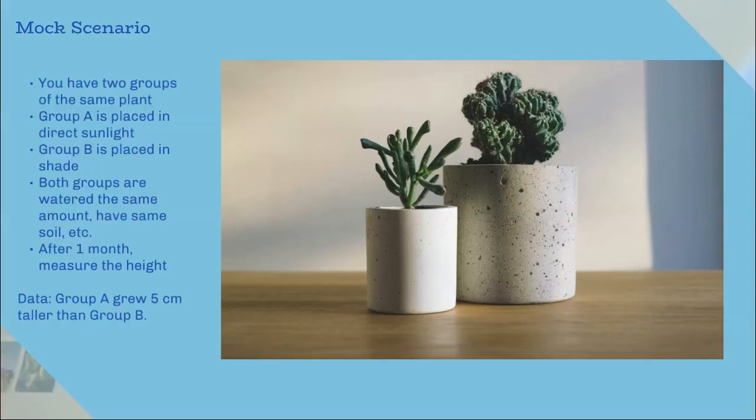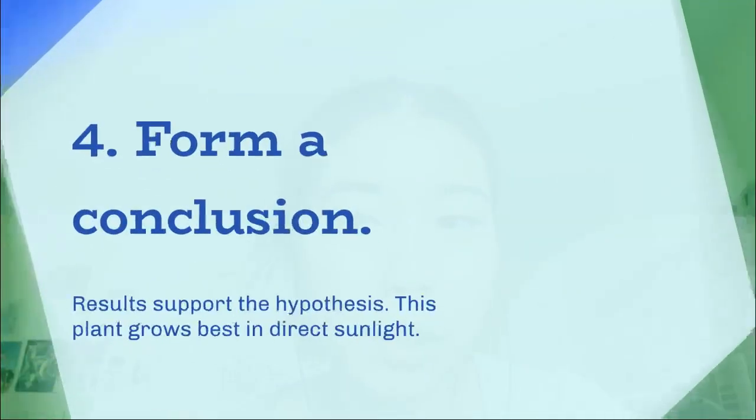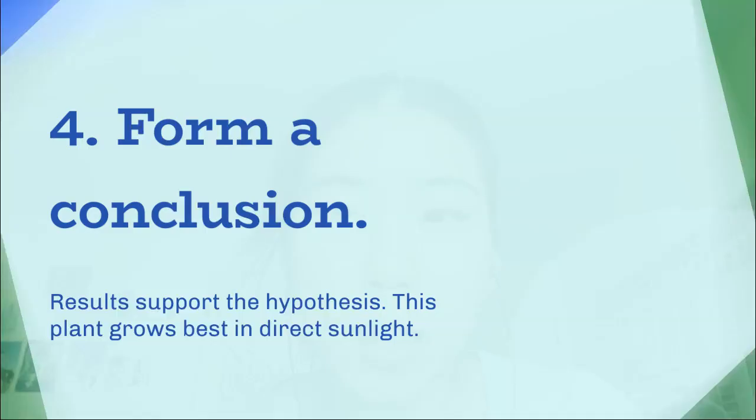And in this example, group A grew 5 cm taller. So based on this data, you can say the results support the hypothesis and the plant grows best in direct sunlight.